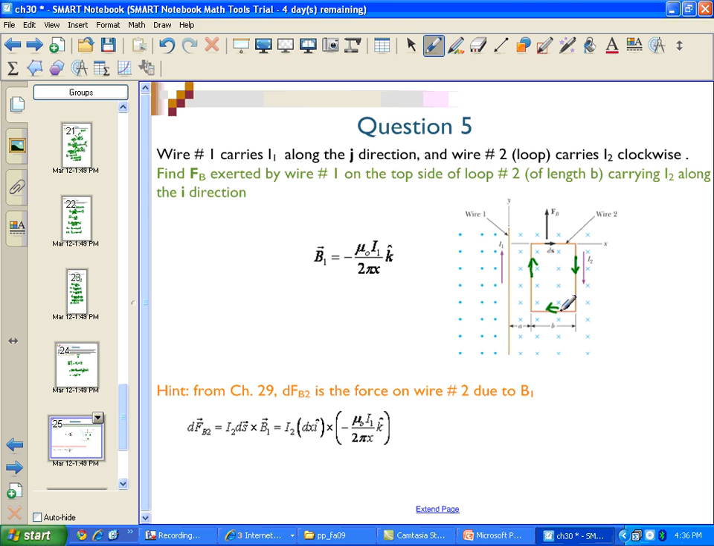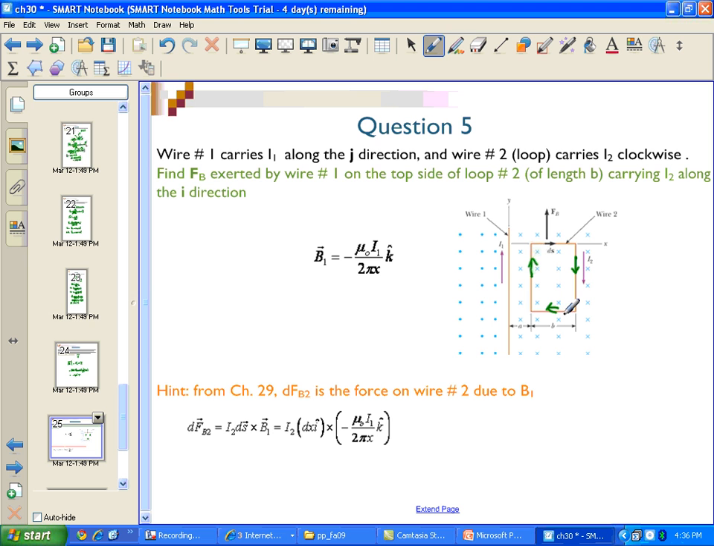And we're asked to determine the magnetic force that wire 1, the very long wire, exerts on simply the top side of the loop. So in other words, first, let's just consider along here, the top, what the magnetic force is. And then, although the problem doesn't ask us to, we can go ahead and determine what it might be for the two sides that are parallel with wire 1, and of course also the bottom side.